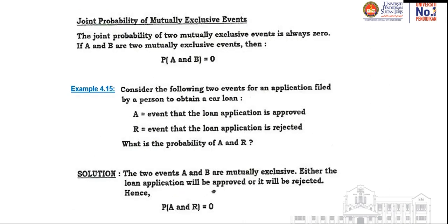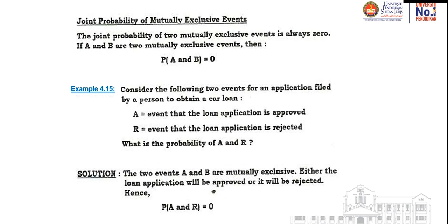Okay, next is joint probability of mutually exclusive events. Remember the concept of mutually exclusive events: it is impossible for mutually exclusive events to happen at the same time. So here is the joint probability of mutually exclusive events. If you have events A and B and you want to find the probability of A and B, and you know A and B are mutually exclusive, then the probability of A and B will be equal to 0.